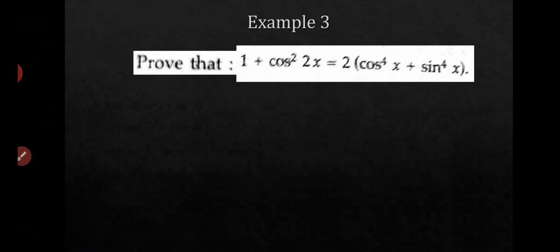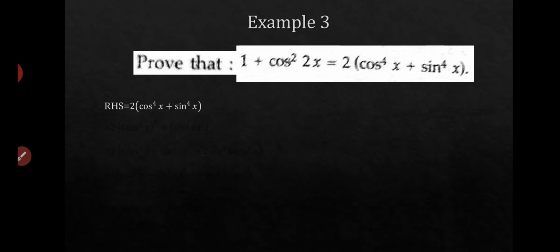You have 1 plus cos square 2x equals 2 cos to the power 4x plus sin to the power 4x. Now this problem can be started from the left hand side. Yes, you can proceed, you can try solving, and you will reach the answer at some point, but it is easier to start from the right hand side.